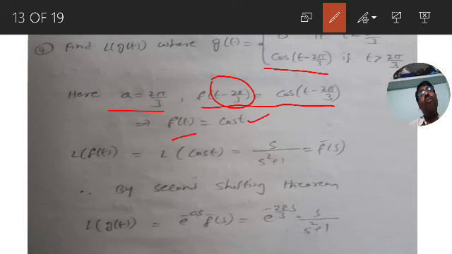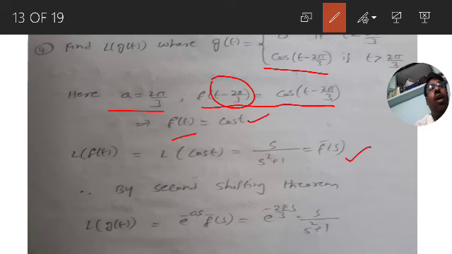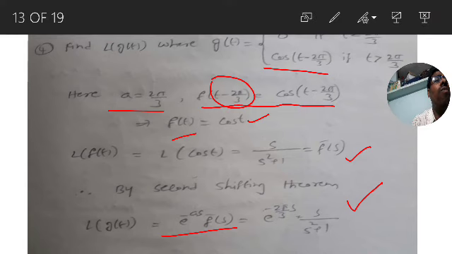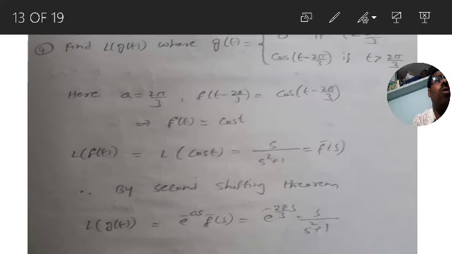What is L of f of t? That is L of cos t. L of cos at is s by s square plus a square, so L of cos t is s by s square plus 1. This is f bar of s. Now substitute in the second shifting theorem. What is the value of a? 2 pi by 3. What is f bar of s? s by s square plus 1. So the answer is L of g of t is e power of minus 2 pi by 3 s into s by s square plus 1. Very similar to the third problem. Very easy problem.